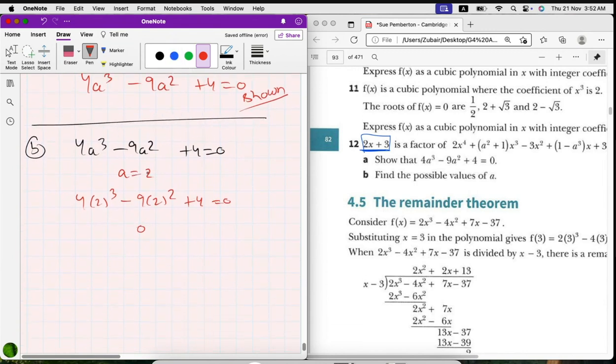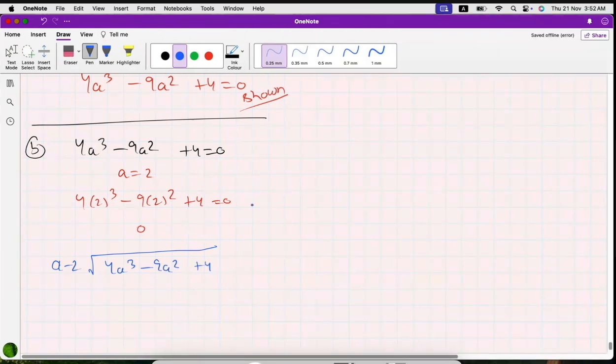Okay. That is my first factor, so it would be a minus 2 and 4a cube minus 9a squared plus 4. Why is it a minus 2? Because this was my factor, so reverse of that. It was a minus 2 equals 0.